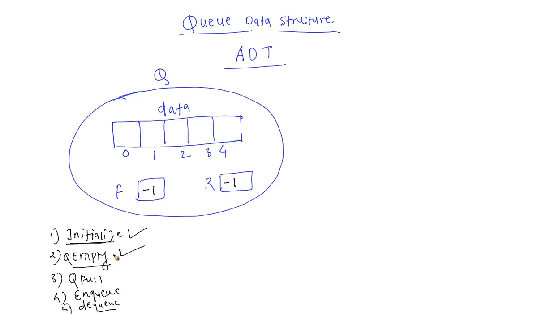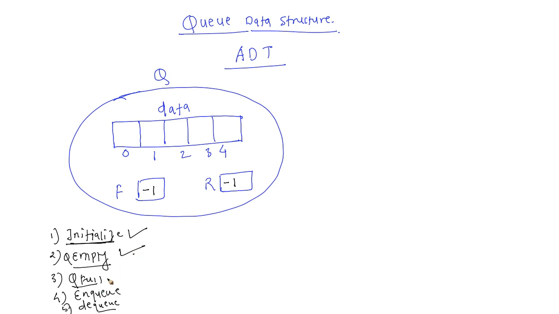The second operation we will perform is queueempty on this queue, right? We'll be calling this queueempty function on this queue object to check whether the queue is empty or not. What is the indication that the queue is empty? Just now we have said if front equal to -1 or rear equal to -1, the queue is empty. We'll simply check in this operation whether front is -1 or rear is -1. If that is -1, then we'll say that the queue is empty.